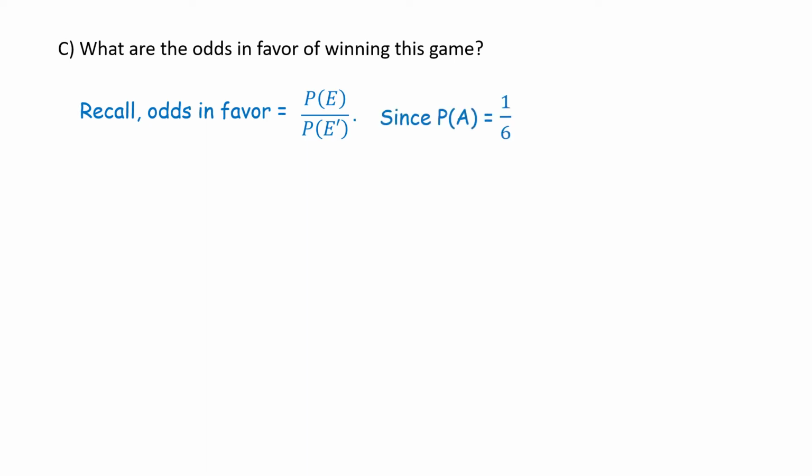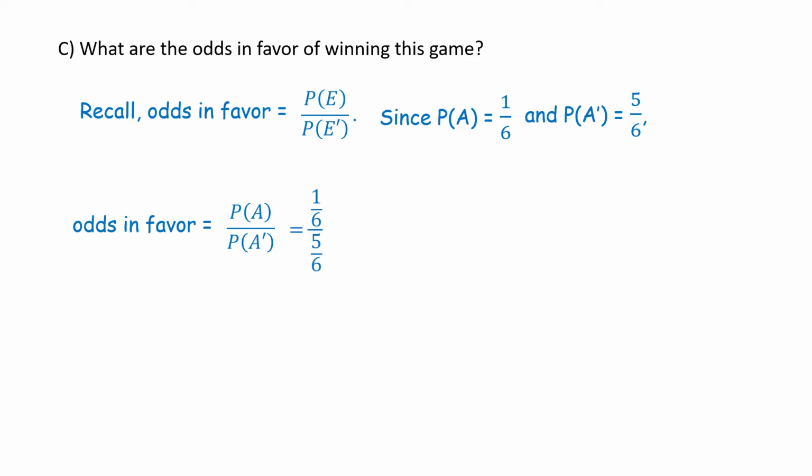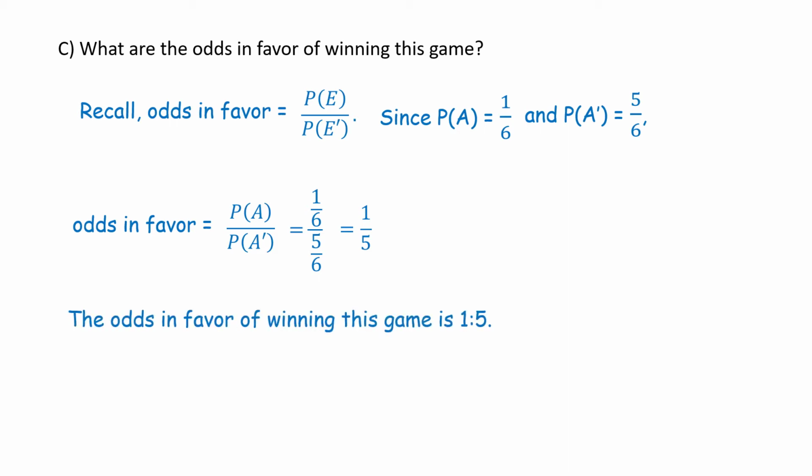Part C. What are the odds in favor of winning this game? Recall how to compute odds in favor. It is the ratio of the probability of the event divided by the probability of the complement of the event. We computed the probability of A as 1 out of 6, or 1/6, and the probability of the complement of A is 5/6. Therefore, the odds in favor of this game is P of A divided by P complement of A. The numbers are 1/6 divided by 5/6, which simplifies to 1/5. Thus, the odds in favor of winning this game is 1 to 5.